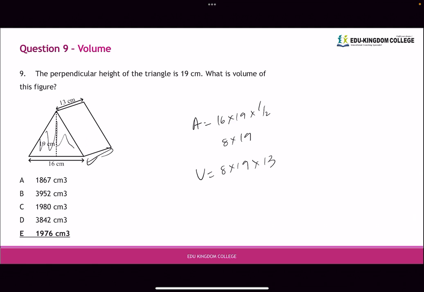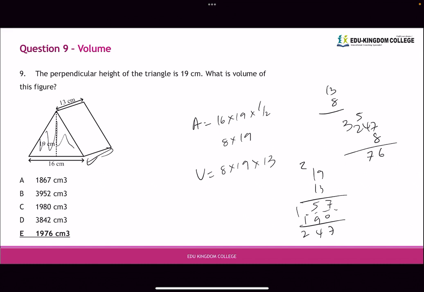So let's try and do this together. So 13 times 8 is what? Actually, let's do 19 times 13 first. So 3 times 9 is 27, 3 times 1 is 3, plus 2 is 5, 1 times 9 is 9, and then 1, so 247. 247 times 8. 7 times 8 is 56. 4 times 8 is 32, plus 5 is 37, and then 8 times 2 is 16, plus 3 is 19. So 1976 should give you E.